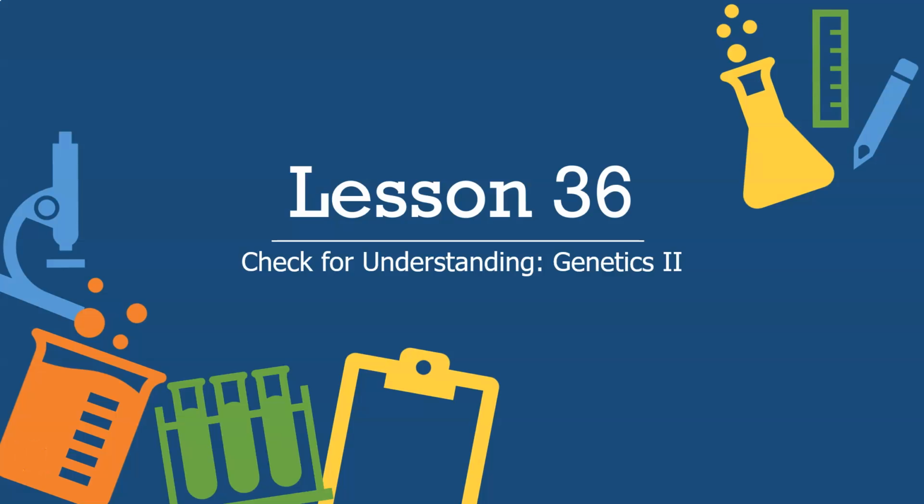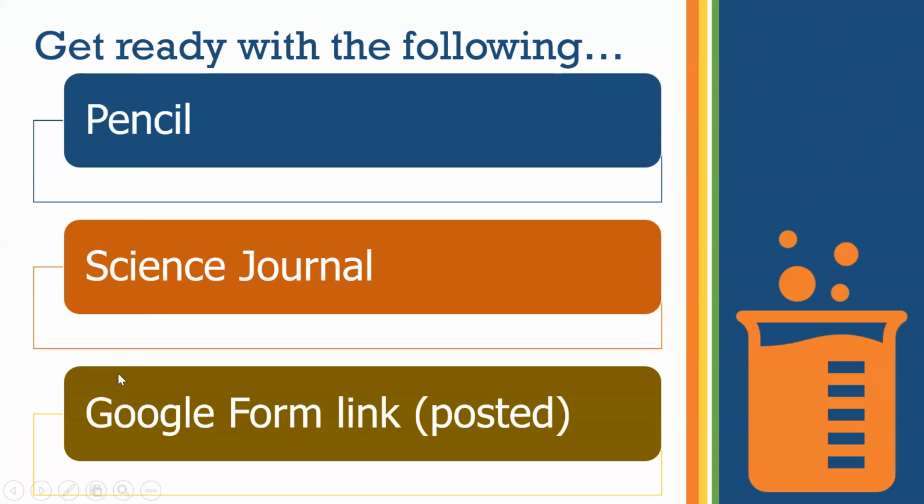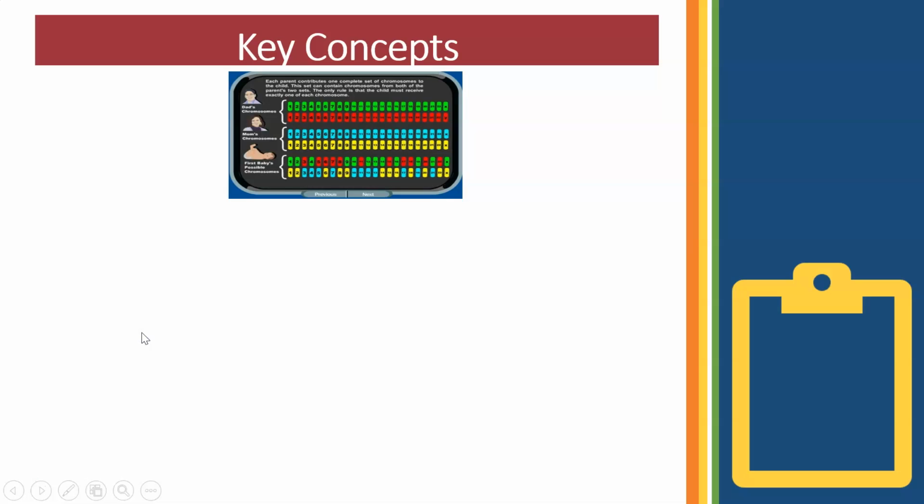Lesson 36, Science 7, and today you're going to check your understanding of human genetics. You'll need your pencil, your science journal with all of your entries, and you'll need the Google form link that's posted on Schoology. But before you check your understanding, let's do a quick recap of some key science ideas.